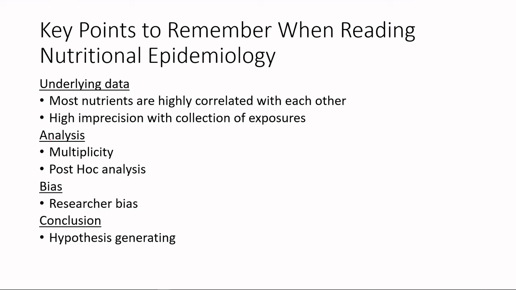Most nutrients are highly correlated with each other, which makes controlling difficult. There is a high imprecision with our current method of using food frequency questionnaires to collect exposures. Studies are frequently afflicted by multiplicity and post hoc bias. There are underlying conscious and subconscious research biases as well. Finally, the vast majority of epidemiological data is hypothesis generating, meaning we need studies of higher quality to come to conclusions.